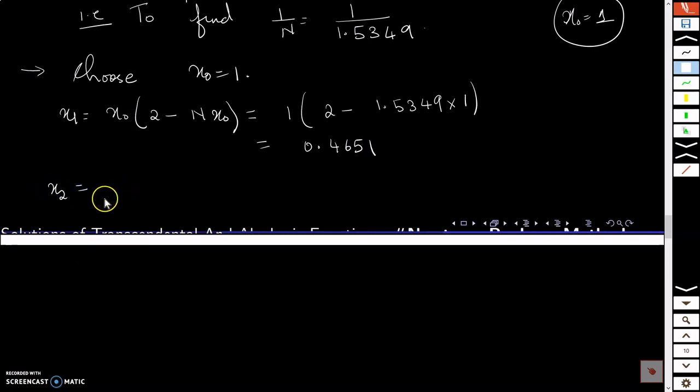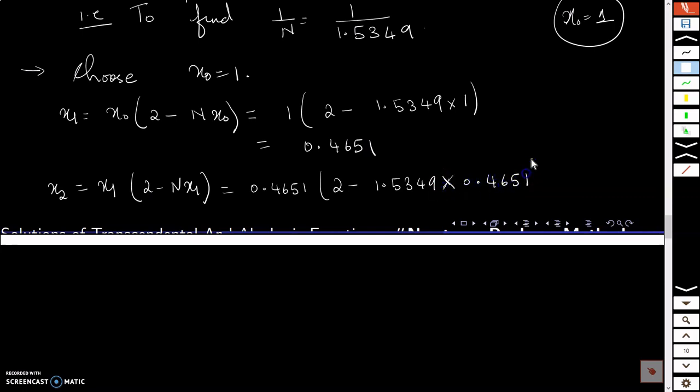And in a similar way now, I think it's pretty easy to compute the remaining approximations. You can see that x2 will be x1 into 2 minus N x1, right, using the iterative formula. But x1 is already computed, that is 0.4651, so I will drop it here. 2 minus N, which is 1.5349, into x1, and x1 is 0.4651, right? So you can use your calculators to compute this, and this will come to approximately 0.5987 2348. Okay, you may have a few more digits also, you can consider those if you wish to, otherwise you can leave it there.